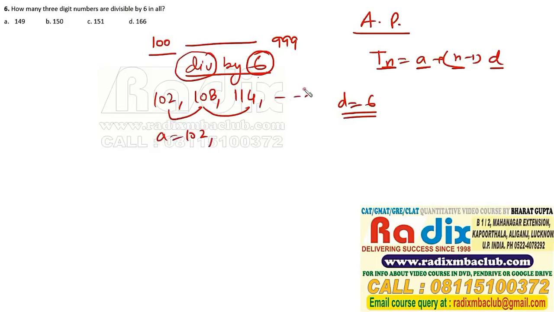So how to calculate the last term? One method is this: divide 999 by 6 and get the remainder, and then subtract this remainder from this number, and you will get the last number. But the easiest approach is this.